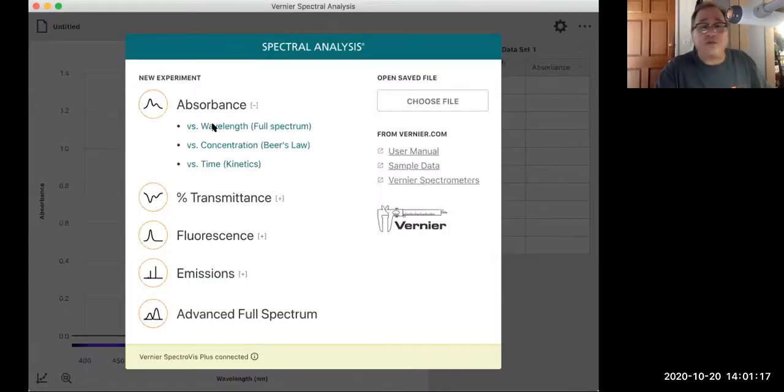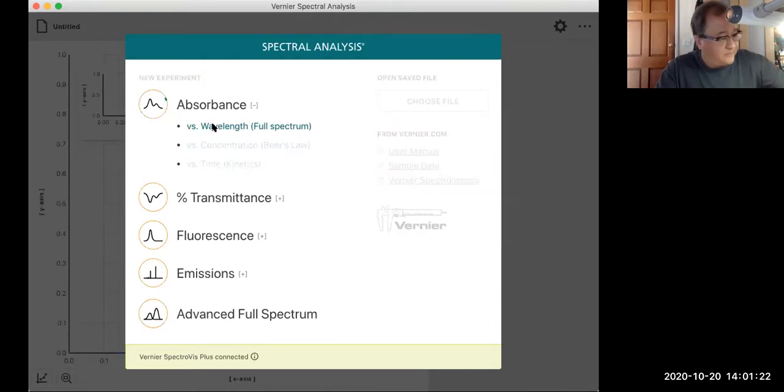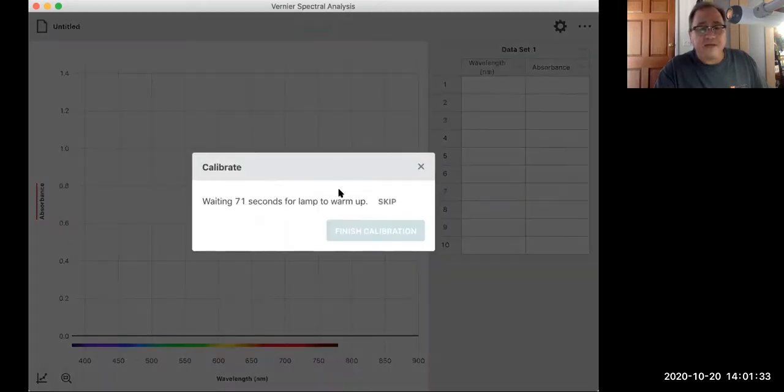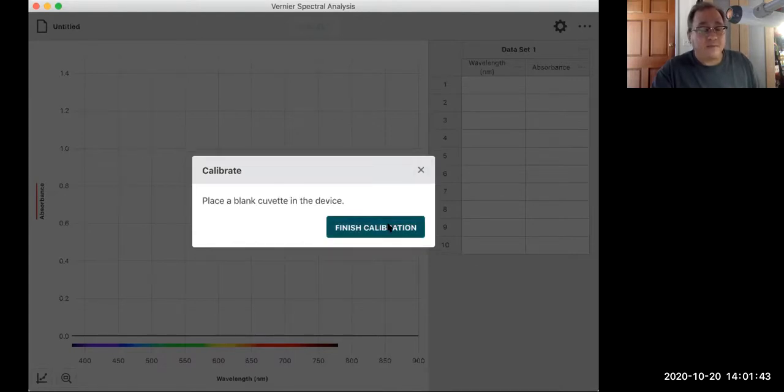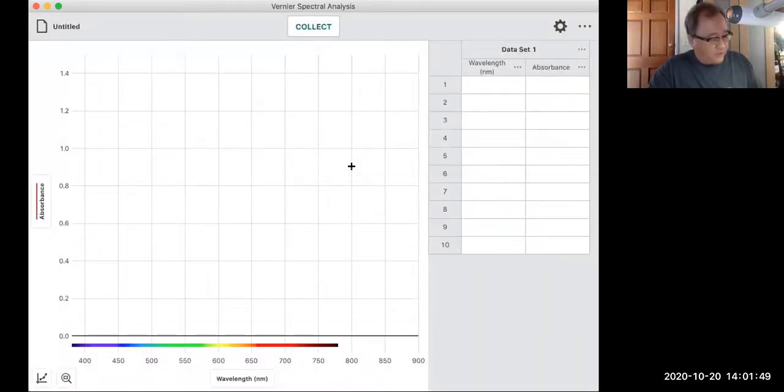So here we're going to do the wavelength full spectrum. And the lamp is going to warm up a little bit. And we're going to finish the calibration. We're going to skip the lamp warm up. We're going to finish the calibration. I put a blank cuvette in. Now the lamp is plenty warm already. Okay, so we've calibrated it. And now I'm going to put in that green solution and let's see what we get here.